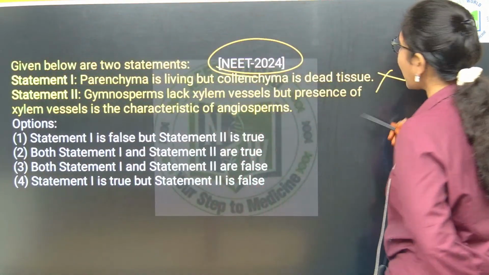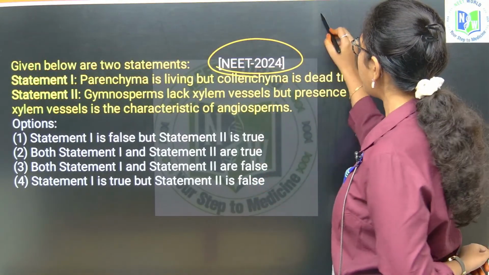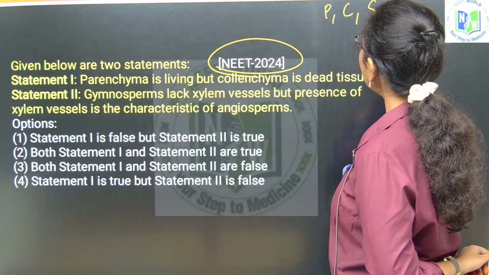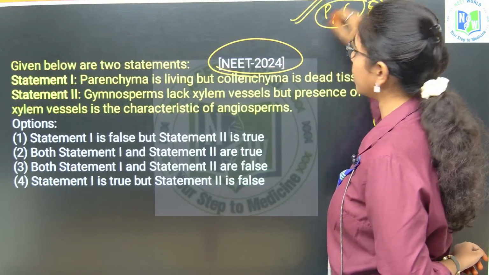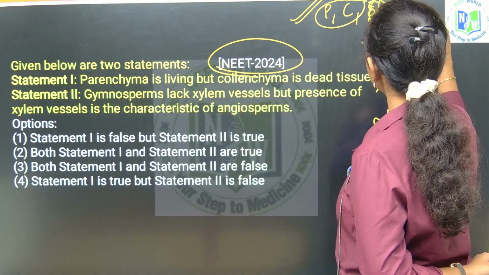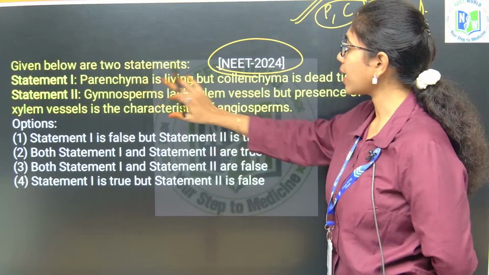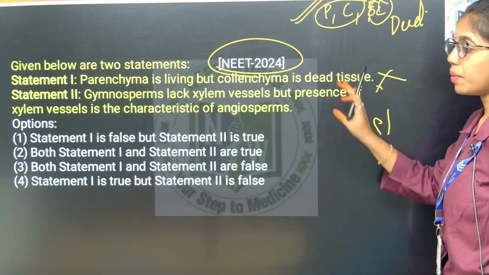So what are the simple permanent tissues, beta? The simple permanent tissues that we have learnt are parenchyma, collenchyma and sclerenchyma, of which parenchyma and collenchyma are living tissues. Sclerenchyma is dead tissue. Parenchyma is living, sclerenchyma is dead, not collenchyma. So here statement 1 is wrong.